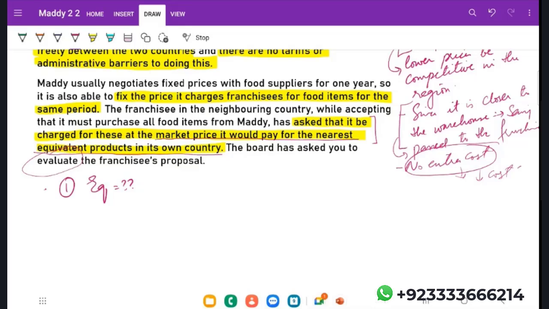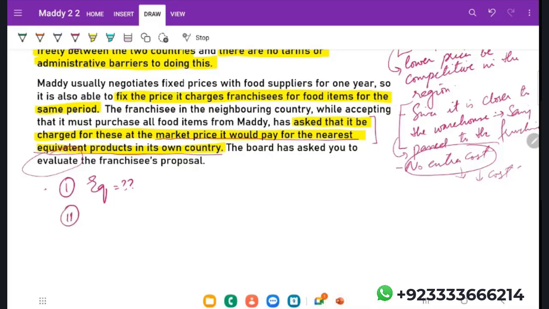So look, what do you mean by equivalency? Are you talking about nutrition? Are you talking about flavor? Are you talking about ingredients? In what sense are you talking about equivalency? That needs to be fixed first, right? So what do you mean by equivalency price? Because that will determine how much price the company will charge, right? This is the first thing.